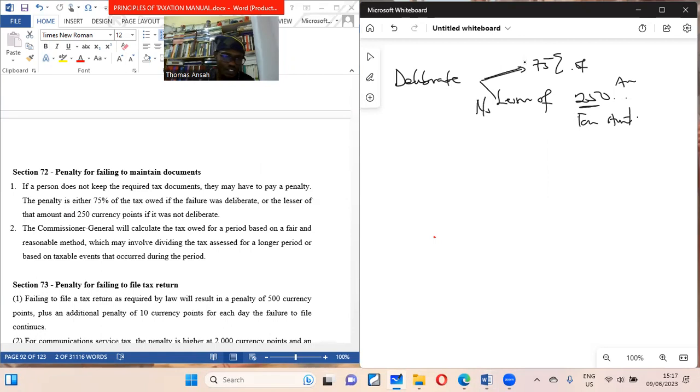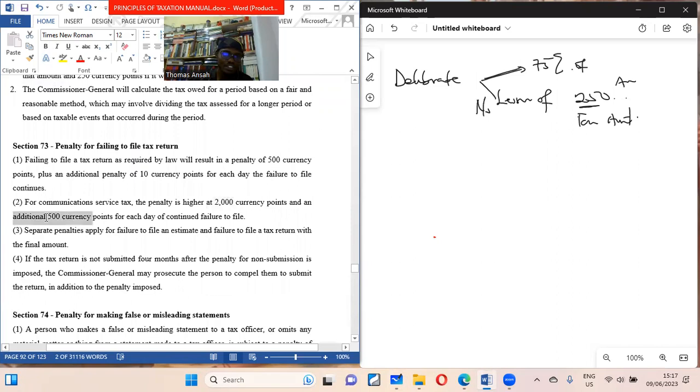Failing to file tax, that is what we discussed, is 500 cedis. But if it is a communication service, that is 200 cedis the first day and 500 cedis each day. But if it is any other than a communication service tax, it is 500 cedis the first day of default, plus an additional 10 cedis each day. If it is a communication service tax, 2000 the first day, like MTN people, and 500 cedis each day.